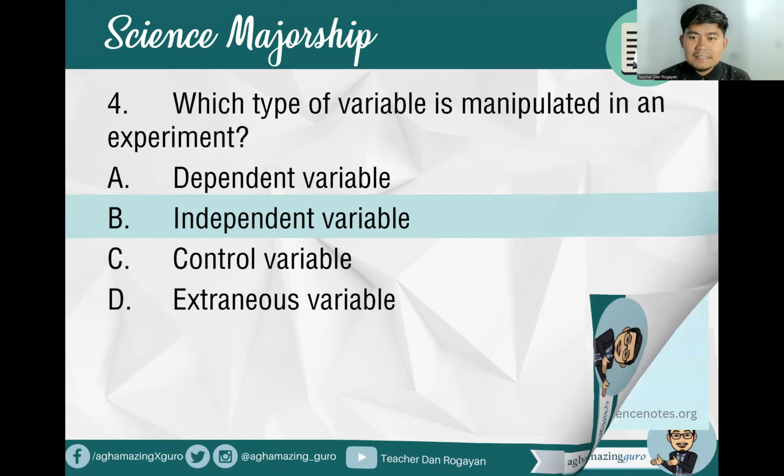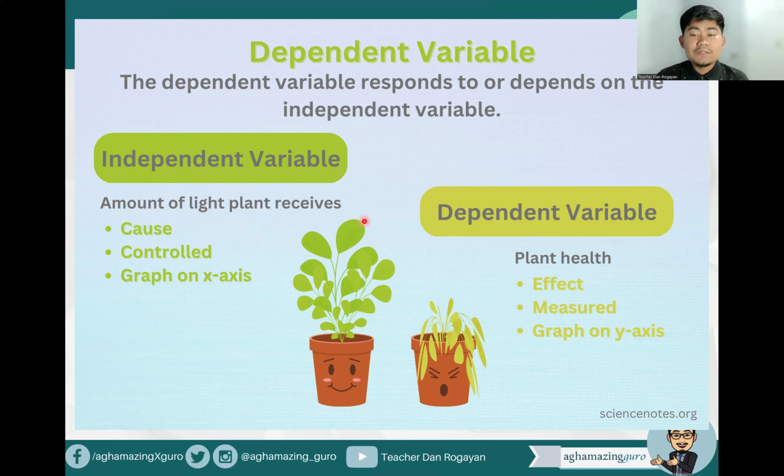So in this case, for example, the amount of light a plant receives is the cause, controlled, and graphed on the x-axis, while the dependent variable is the plant health. So the amount of light a plant receives is the independent variable, while the plant health is the dependent variable. So the effect is measured and graphed on the y-axis. So the x-axis is for your independent variable. That is our abscissa, and the y-axis your ordinate.